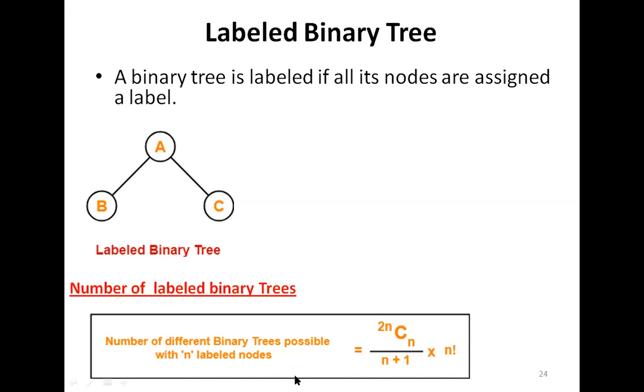Now here also the question is, how many possible binary trees can be constructed by using a given number of labeled nodes? And the formula is this: the number of different binary trees possible with n labeled nodes is 2nCn divided by n plus 1, into factorial n. Is this formula visible to you? Yes, sir. Okay, so are you getting what I am saying or not? Yes, sir.